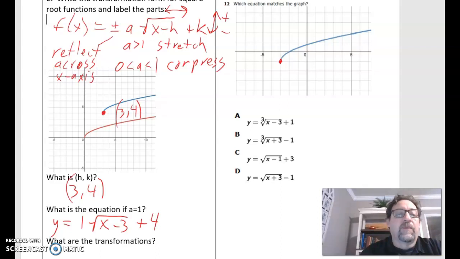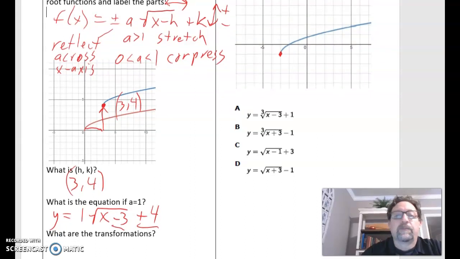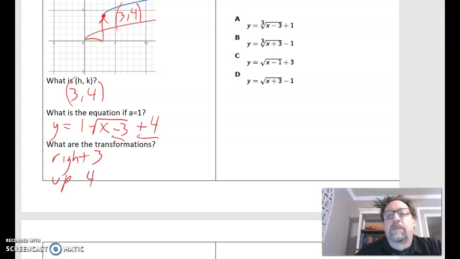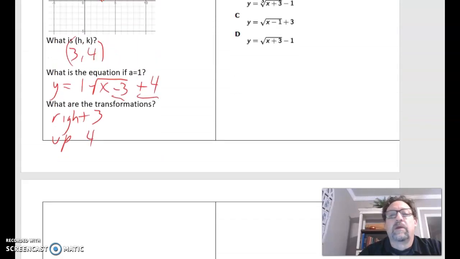We can see our transformations pretty easily. They go right 3, up 4. You should be able to see that here too. Right 3, up 4. So our transformations are right 3, up 4. Okay, you don't really even need all of that to answer that question, but I thought I'd go over it.